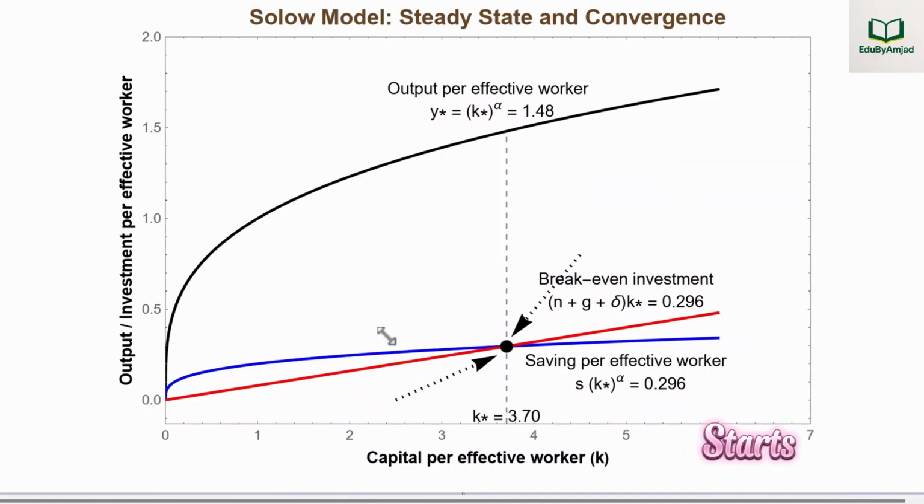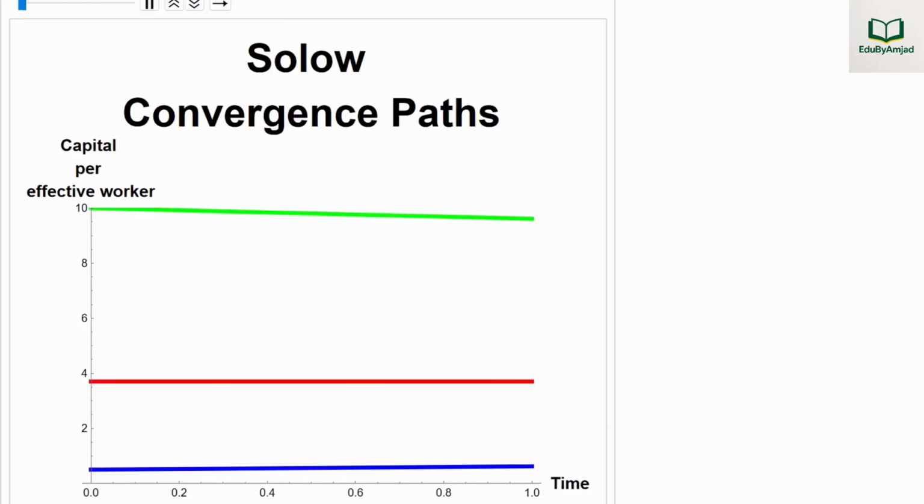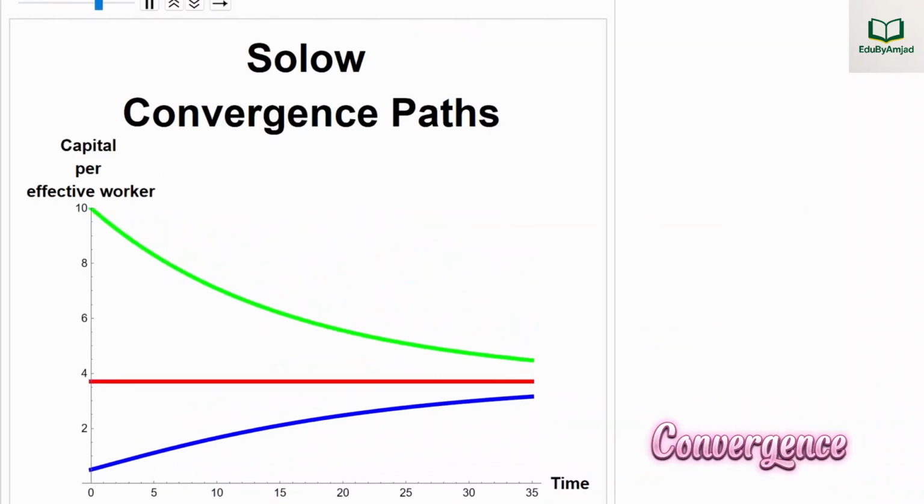If the economy starts below the steady state, investment exceeds break-even investment, and capital per effective worker rises. If the economy starts above the steady state, break-even investment exceeds saving, and capital per effective worker falls. In both cases, the economy moves toward the same steady state. This adjustment occurs from both directions. This is why the Solow model predicts convergence.